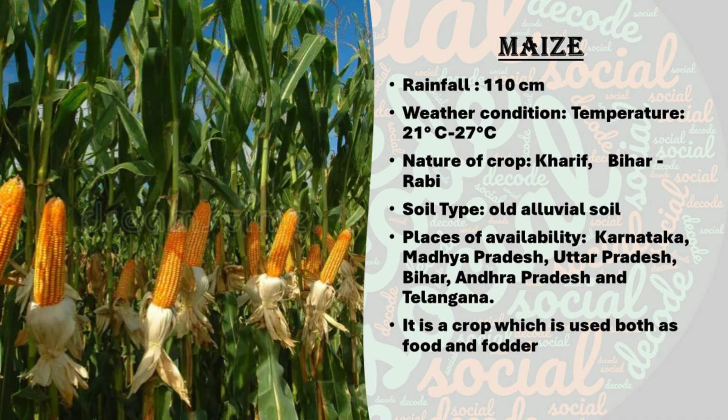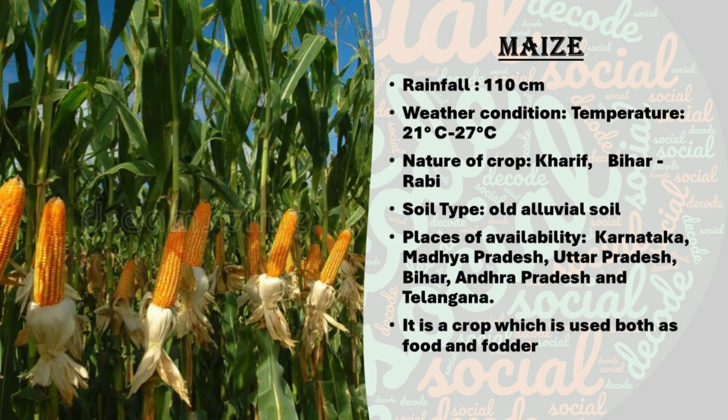Maize actually is both a kharif as well as rabi crop. It needs moderate temperature around 21 to 27 degrees Celsius and it requires a rainfall of about 110 centimeter. Okay, so the farmers use HYV seeds, fertilizers and irrigation for higher yield. If they need more amount of yield, they use the modern agriculture method.